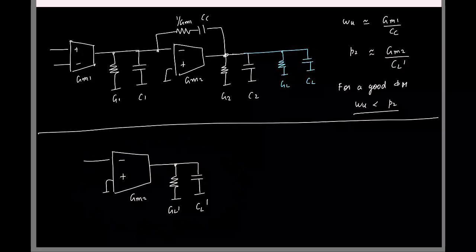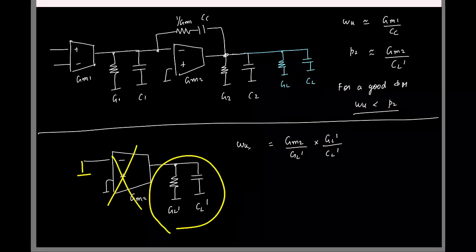Okay, this is a first order system or a second order system? First order. For a first order system, what is the omega u? DC gain times the first pole. Yes. What is the DC gain here? Gm2 by GL prime. What is the pole location? GL prime by CL prime, right? Again, for finding the pole, you are going to assume the input is not there, so which means this is not playing any role. So you just have this RC. Okay. So what is omega u now?